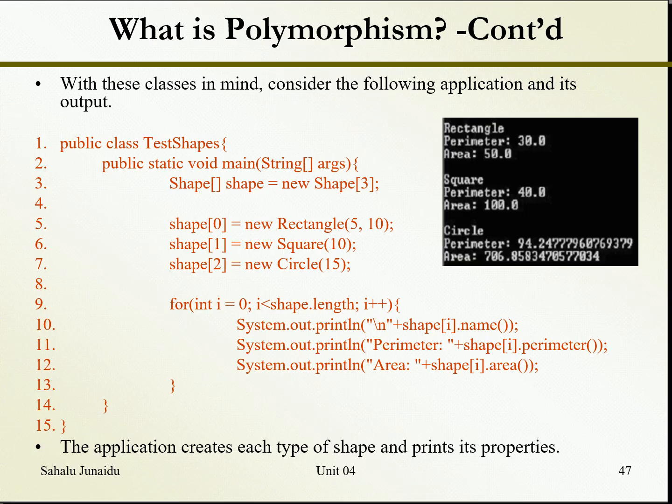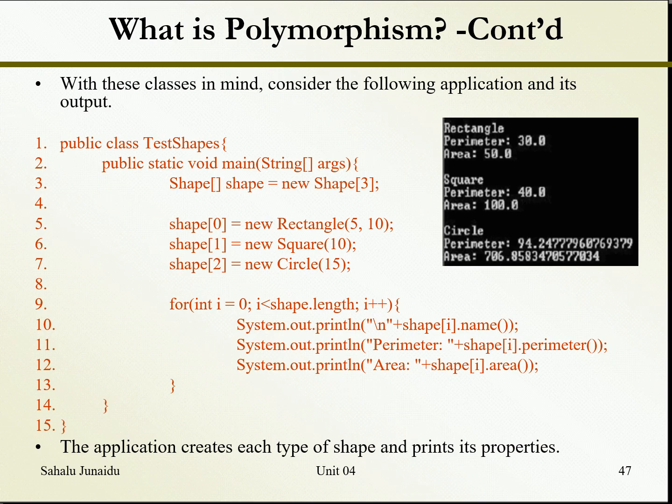We are assigning to shape 0, which means the first element in that array, indexed at 0. So shape 0, the first element in the array, will be an instance of the rectangle with dimensions 5 and 10, which are the length and the width of the rectangle. Then the second element, shape 1, we are storing a square. Shape 2, we have a circle.